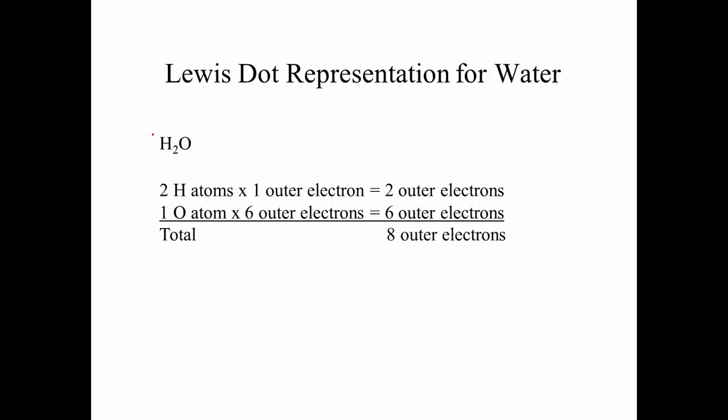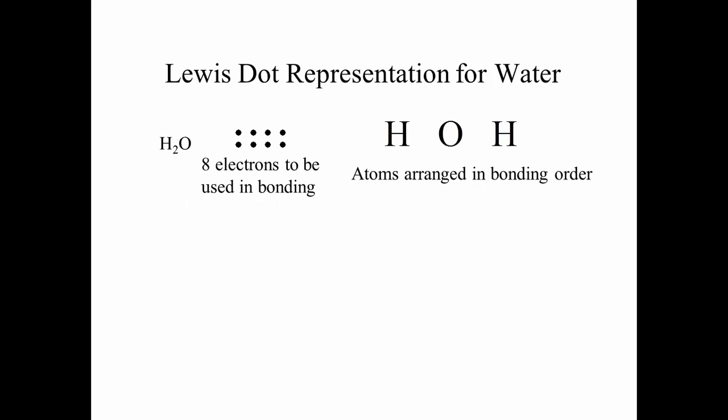So this is the molecular formula for water, and the first step is to sum all of the valence electrons from the elements in the compound. There's 2 hydrogen atoms in the molecule. Each one has one outer electron, so that gives us 2 outer electrons from the hydrogen. The one oxygen atom has 6 valence electrons. So the total we have to work with are 8 valence electrons in the molecule. So here's our molecular formula, and here's our 8 valence electrons.